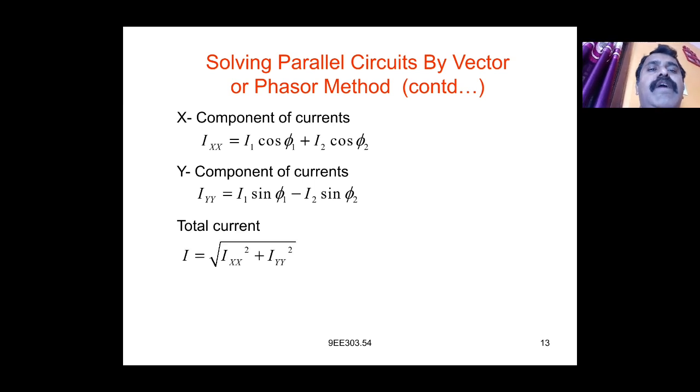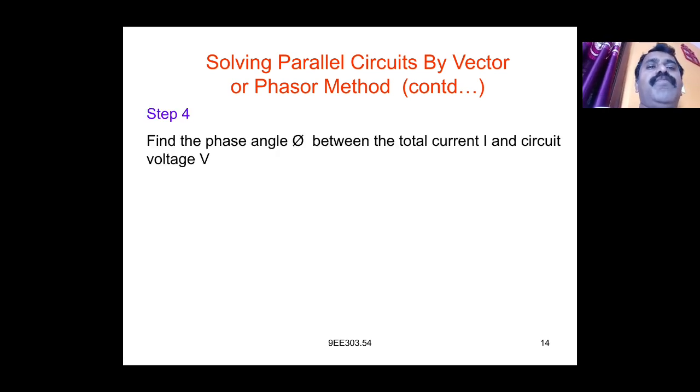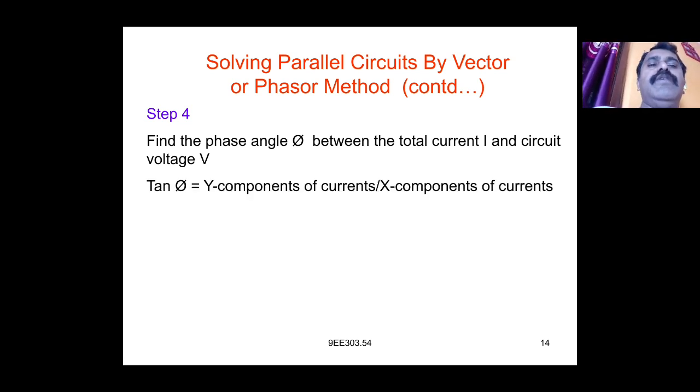Total current we can take I is equal to under root of Ix square plus Iy square. So that is under root of (I1 cos phi 1 plus I2 cos phi 2) square plus (I1 sin phi 1 minus I2 sin phi 2) square. Step 4, find the phase angle phi between the total current I and the voltage V. That is tan phi is equal to the y components of the currents upon the x components of the currents, that is Iy by Ix. So phi is equal to tan inverse of Iy by Ix.